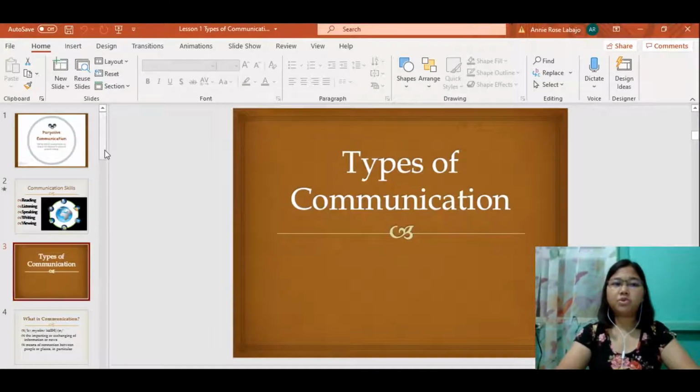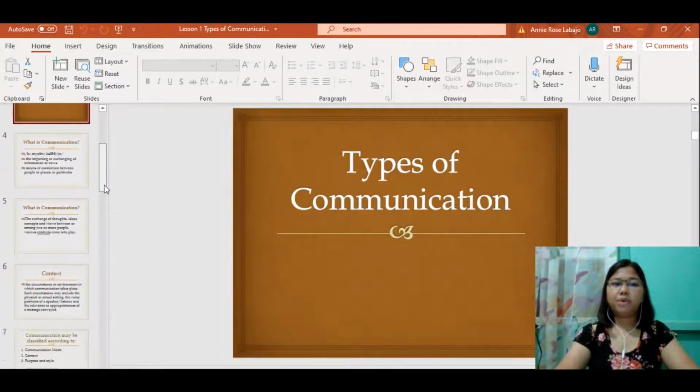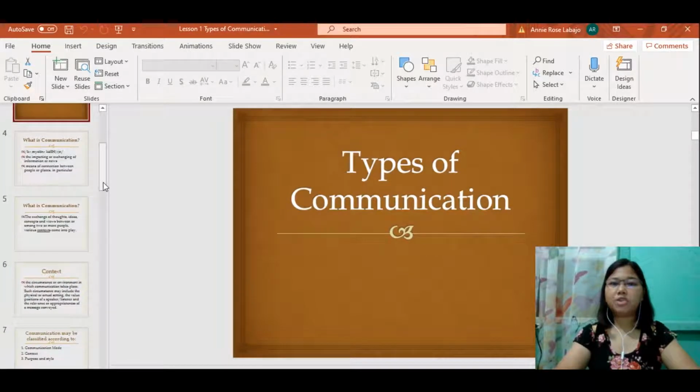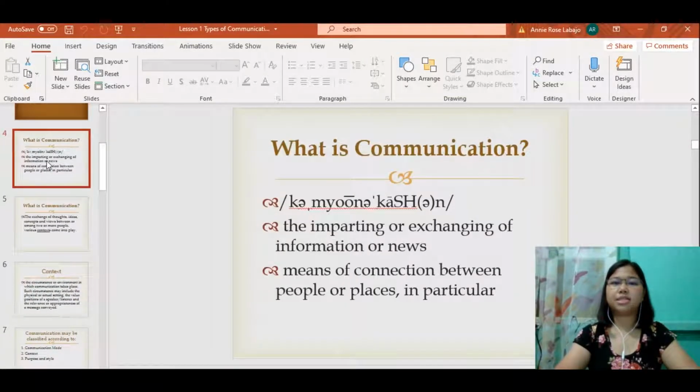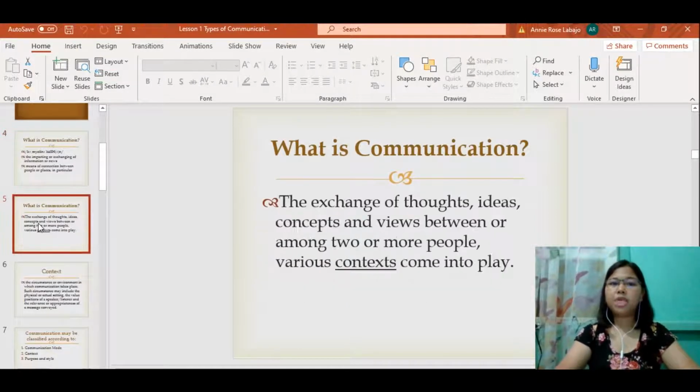Before we go to the different types of communication, we will try to understand and learn what communication is. Okay? What is communication? It is pronounced as communication. It is the imparting or exchanging of information or news. It also is a means of connection between people or places in particular. Communication is also the exchange of thoughts, ideas, concepts, and views between or among two or more people.